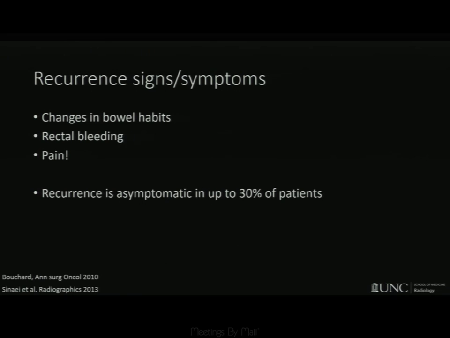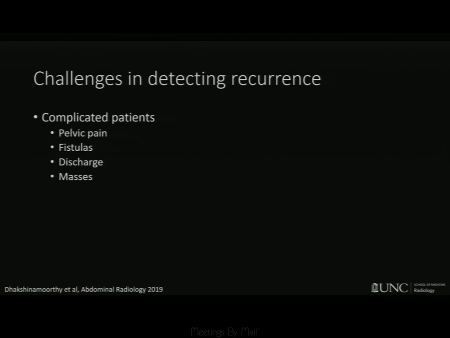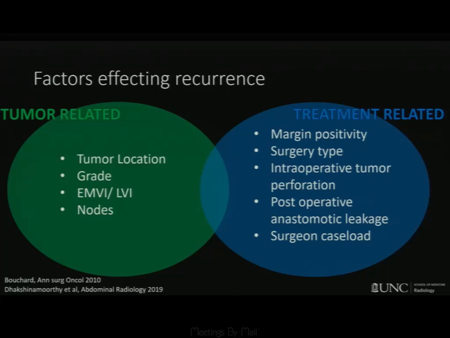When these patients present, they'll present with things like changes in bowel habits, rectal bleeding, pain, but in about a third of these patients, the recurrence is actually going to be asymptomatic. What makes it harder is these are very complicated patients to begin with. Many of them do have chronic pelvic pain because they've had extensive surgery. They have fistulas, discharge, masses, non-healing wounds, and all of these things can be very confounding to the diagnosis of recurrent disease.